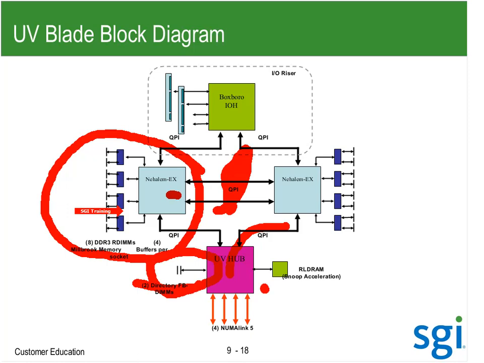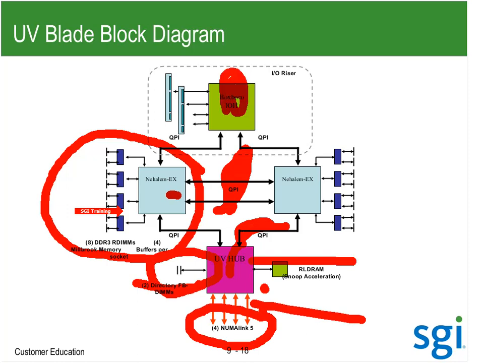And instead of 4 ports coming off the hub, we have 16 ports coming off the HARP. So a shub, a hub, a HARP, Bedrock, are different names for the same concept of something that is switching from an Intel protocol to an SGI NumaLink protocol. And that hub is an SGI proprietary chip.